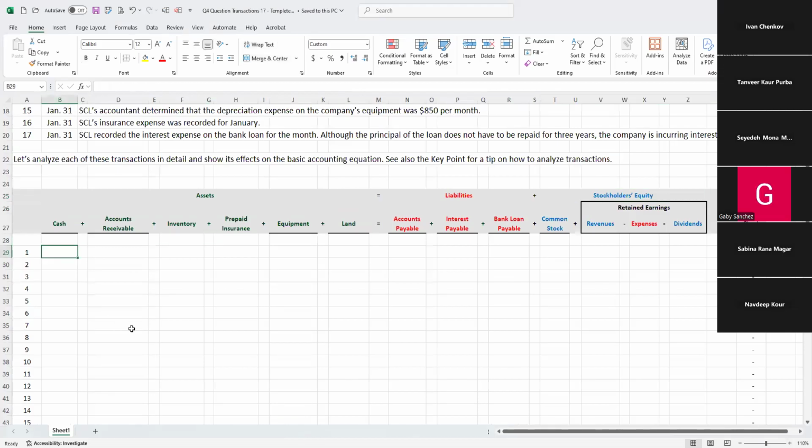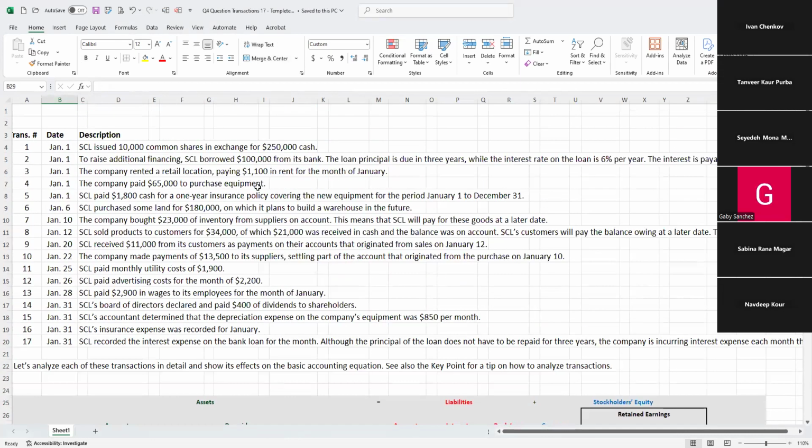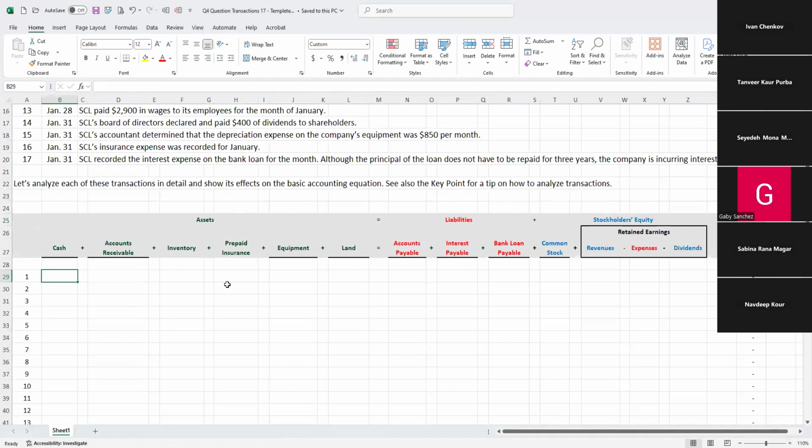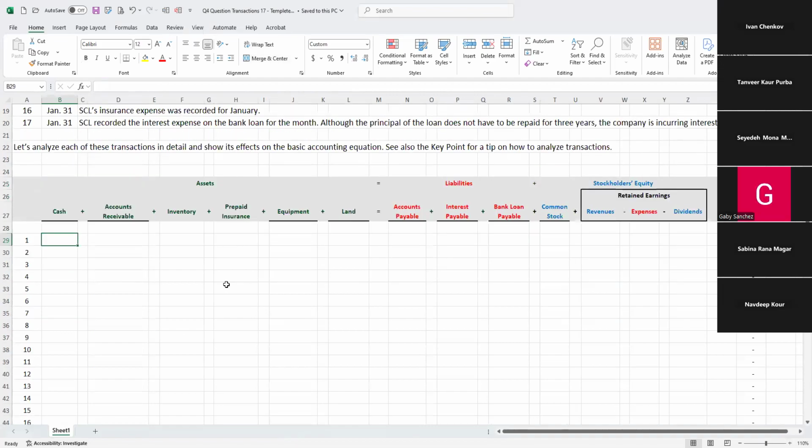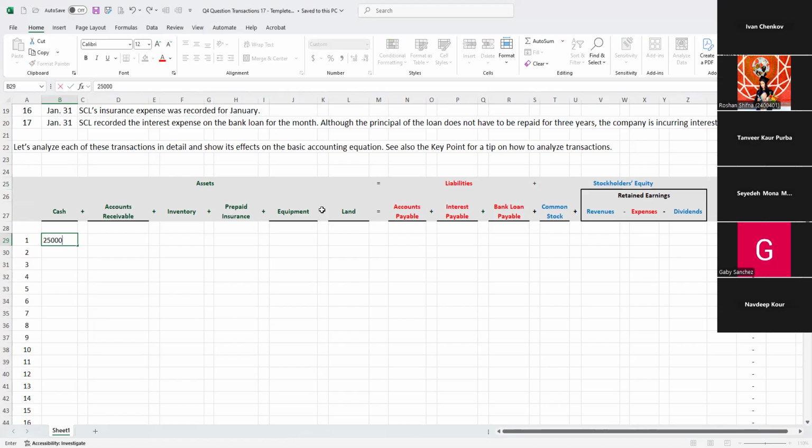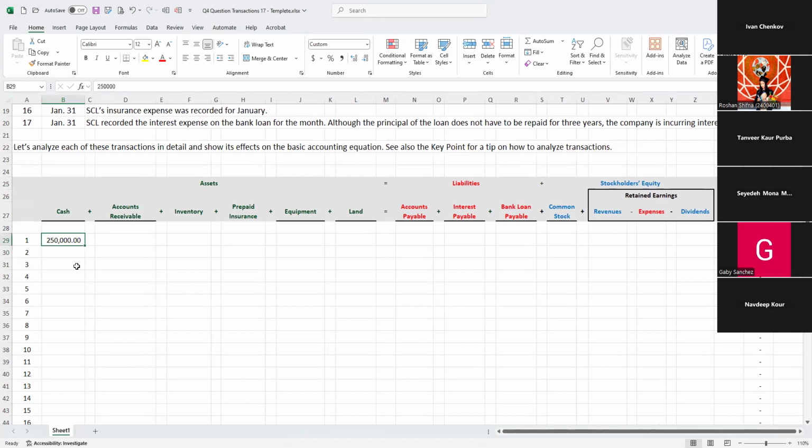So what the company gets? The owner gives the company $250,000. And remember, the owner has nothing to do with the company. Those are separate legal entities. So if the owner gives the company cash, what does the company get? Cash increases. How much cash? $250,000. Okay, let's start putting those numbers. The company gets $250,000. Can you see it?